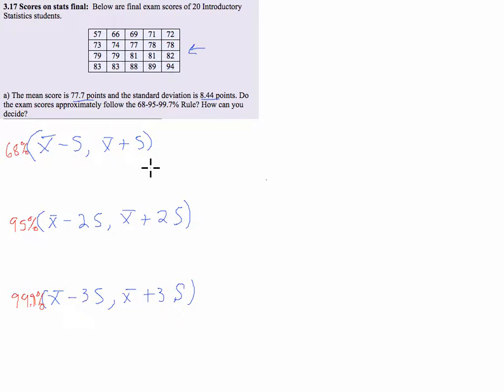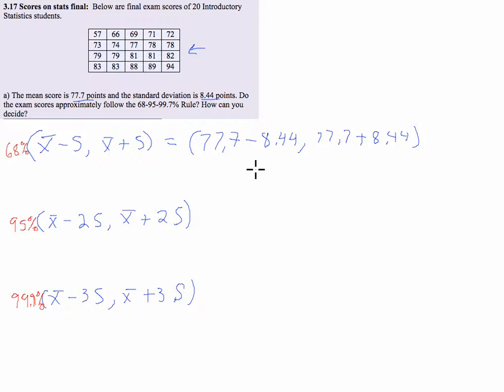Okay, well, it's a little bit of arithmetic. I'll do the first 2 for you. You get to do the third one. I'm not going to do all the work for you here. So I'm going to come in and I'm going to say, okay, so this is going to be 77.7 minus 8.44 out to 77.7 plus 8.44.